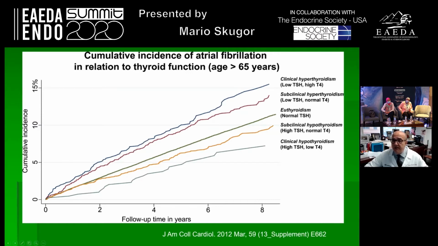On the other hand, subclinical hypothyroidism is actually associated with less atrial fibrillation. And even if you have full-blown clinical hypothyroidism, the risk is even smaller. So apparently thyroid function does have a measurable, significant effect on atrial fibrillation.